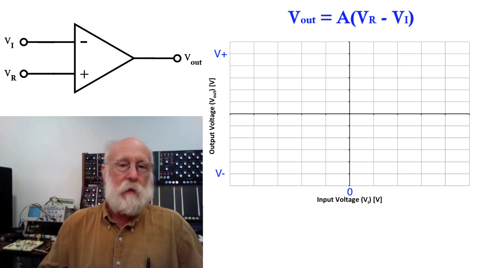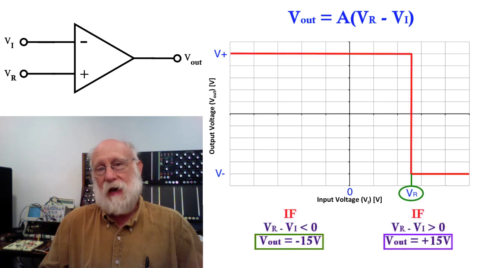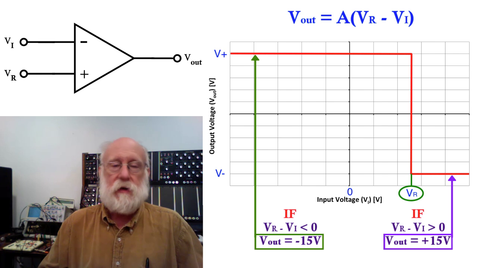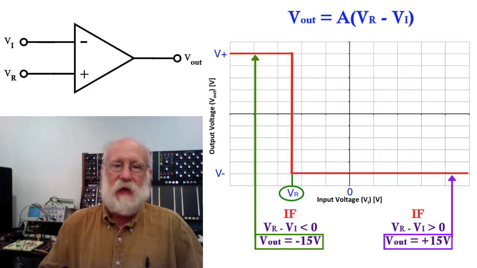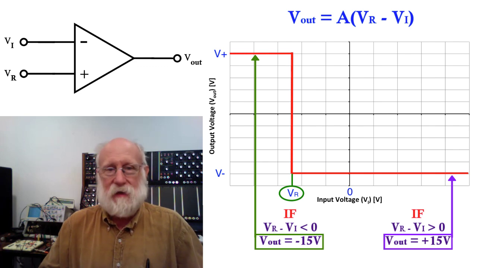If, for example, V sub R was positive, your transition point would still be over there on the positive side of 0, but if V sub I is greater than V sub R, the output would be high, and vice versa. And of course, if V sub R was negative, then that transition point would be to the left of the vertical axis. Now that was a really quick introduction to the basic flavors of the comparator.